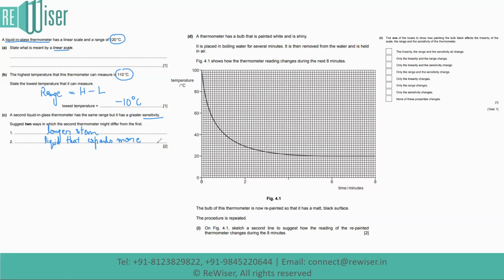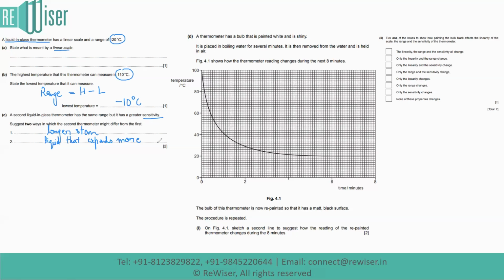Moving on. A thermometer has a bulb that is painted white and is shiny. It is placed in boiling water for several minutes. It is then removed from the water and is held in air. The figure shows how the thermometer readings change during the next 8 minutes. The bulb of this thermometer is now repainted so that it has a matte black surface. The procedure is then repeated.